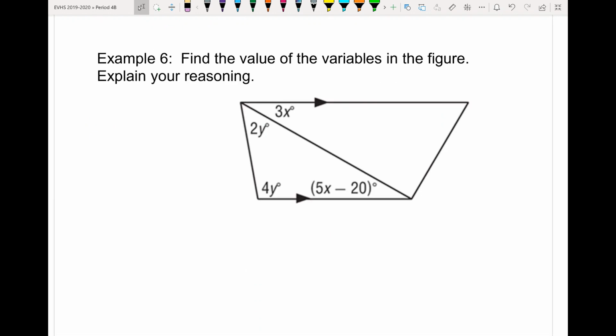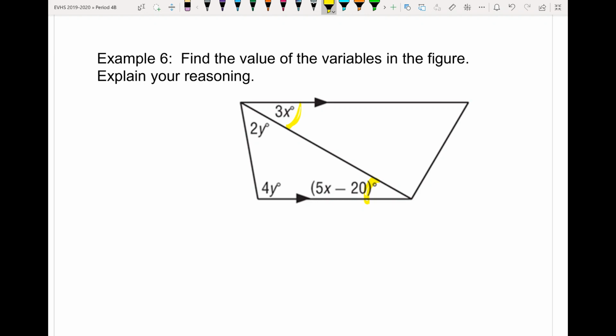All right, example 6, find the values and explain our reasoning again. Now, this one, you got to be careful of that line that cuts across. I'm going to do the x's first. And let's look at these two angles, 3x and 5x minus 20. What is their relationship first off? What do we call that?